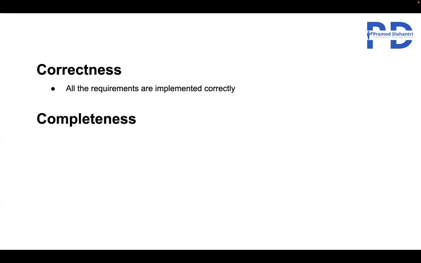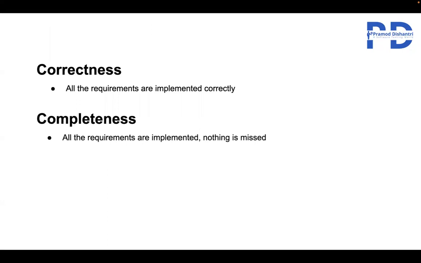Correctness means what? All the requirements are implemented correctly. So let's take an example of sum. 2 plus 2 equals 4, right? So if the answer comes as 4, then the requirement is implemented correctly. Okay. Now we will check the completeness.